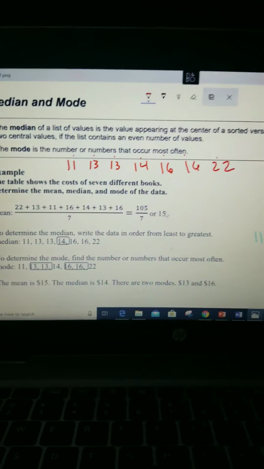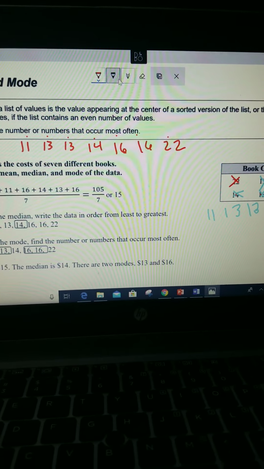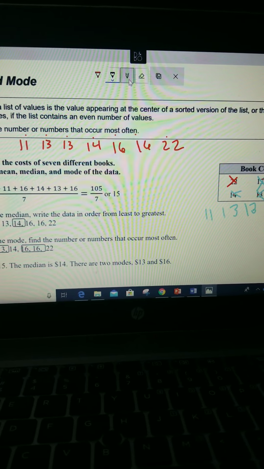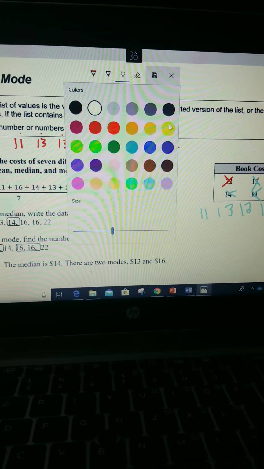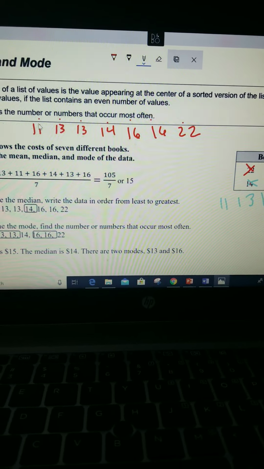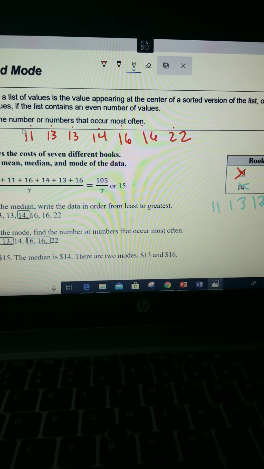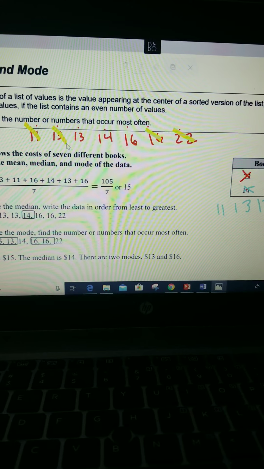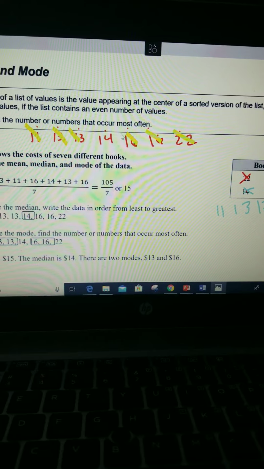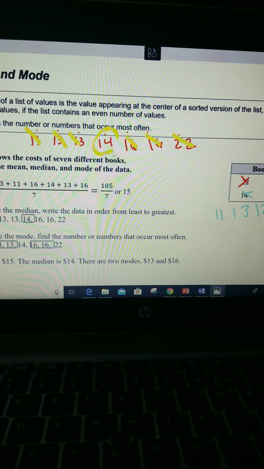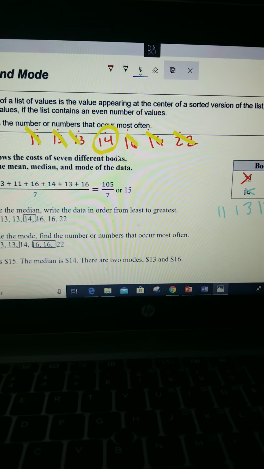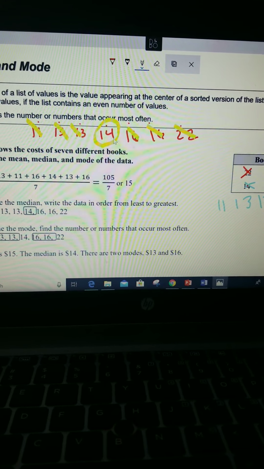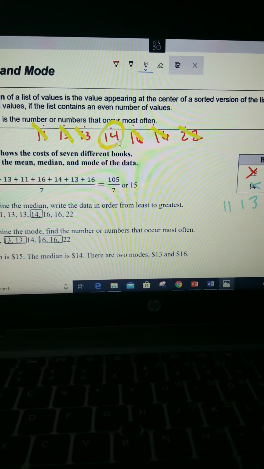Now we have to figure out, what is our median? What is the number in the middle? So let me go ahead and find myself a little highlighter here. And I'm going to use this one. Okay, so I'm going to mark out the pieces from the outside in. So we have out, out, out, out, out, out. So the number in the middle is 14. So that's our median. If there were 2 numbers in the middle, we would add those 2 numbers together and divide by 2, and then that would give us our median.